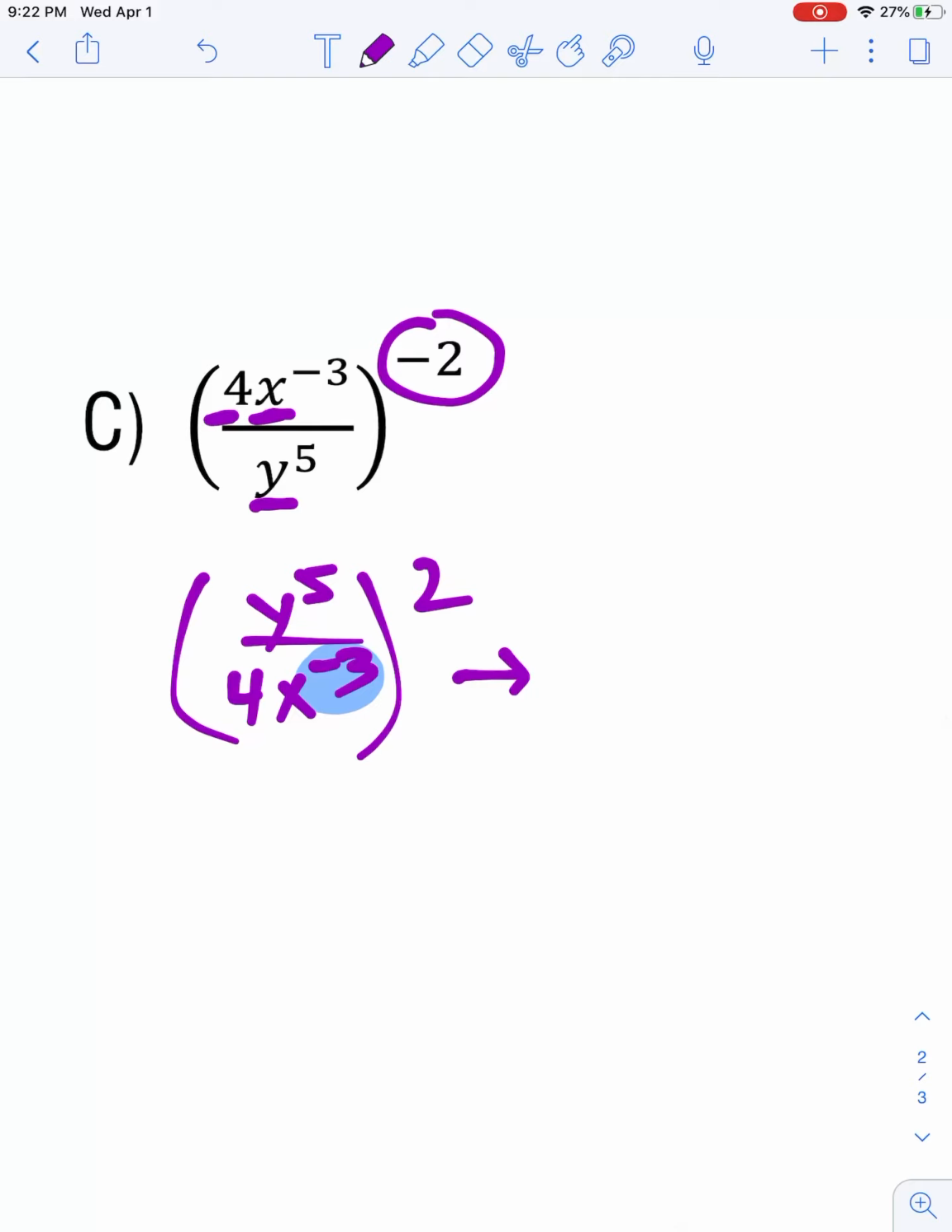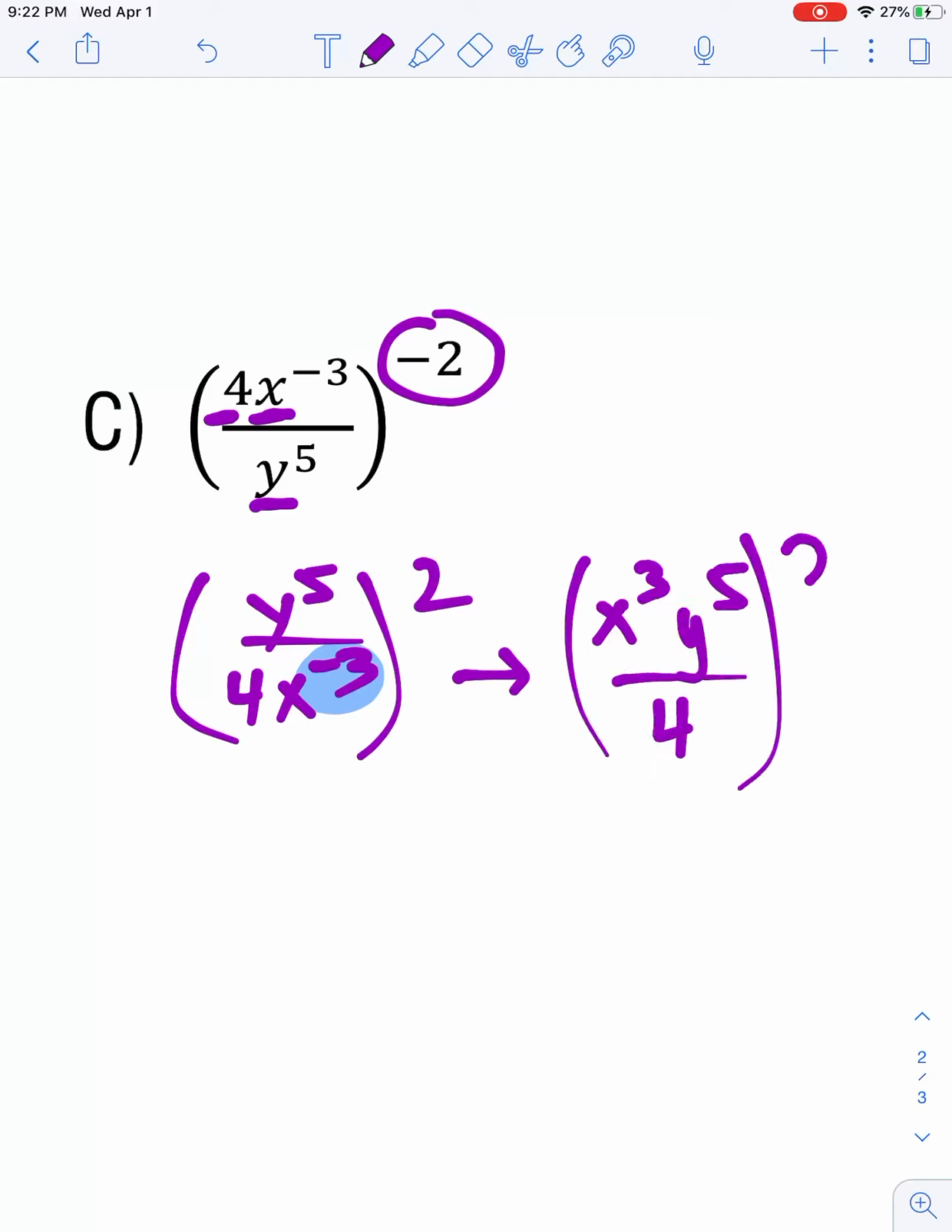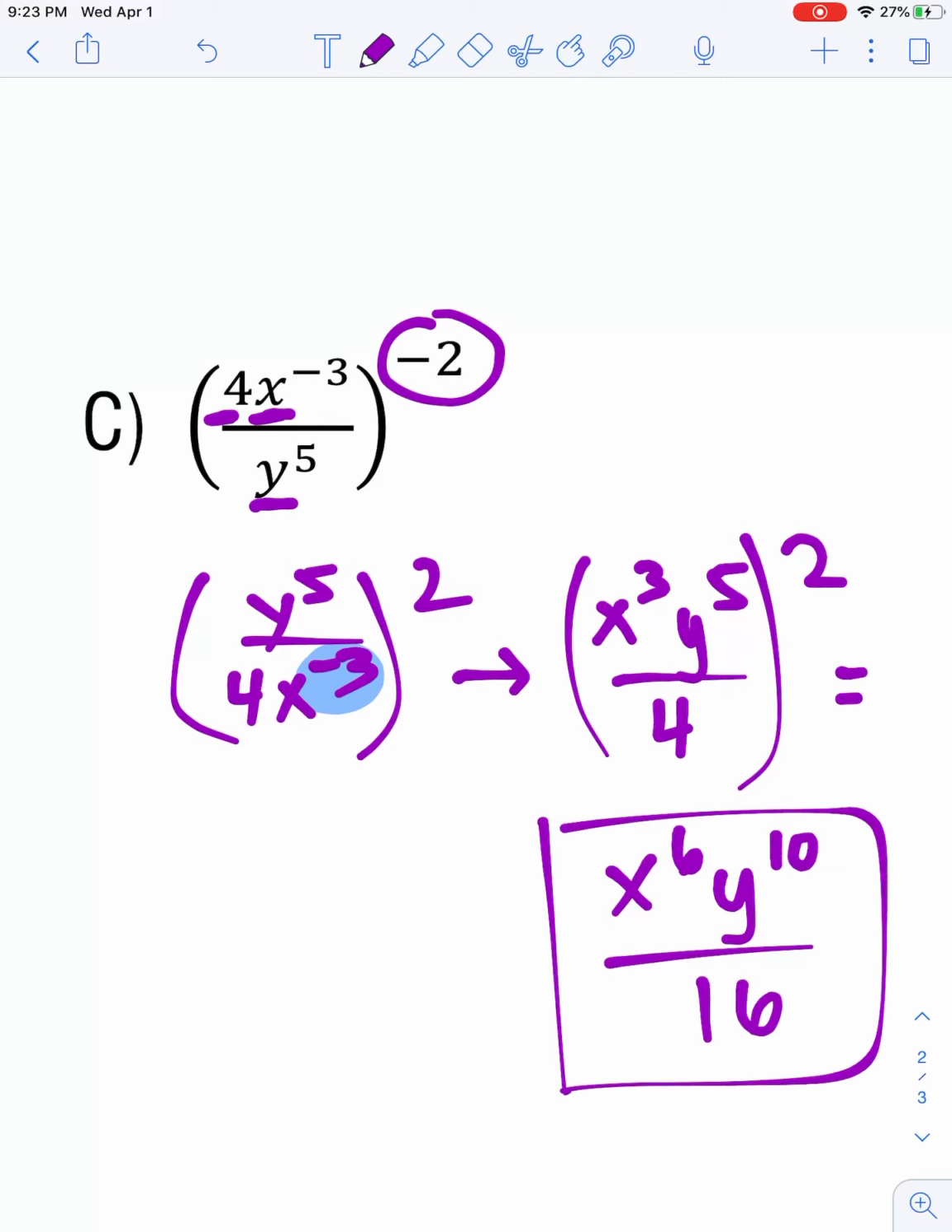You could either rewrite this problem with getting rid of that negative exponent. So I can move x to the third to the top with the y to the fifth, 4 on the bottom, and now square everything. So this would be x to the 6th, y to the 10th over 16.